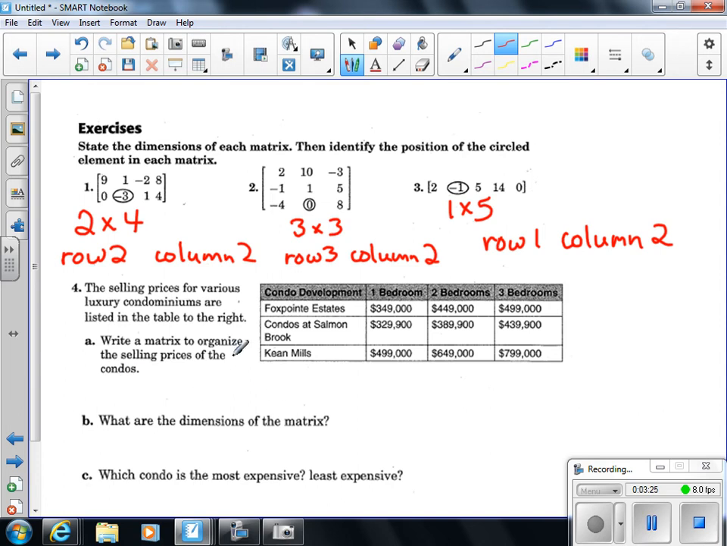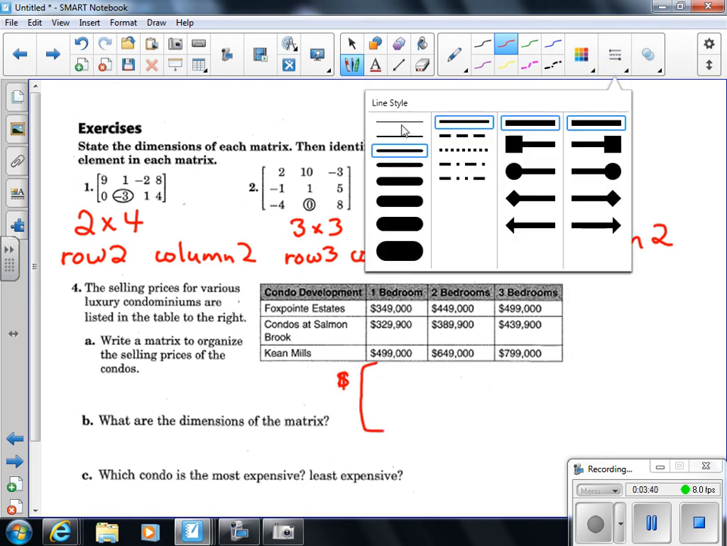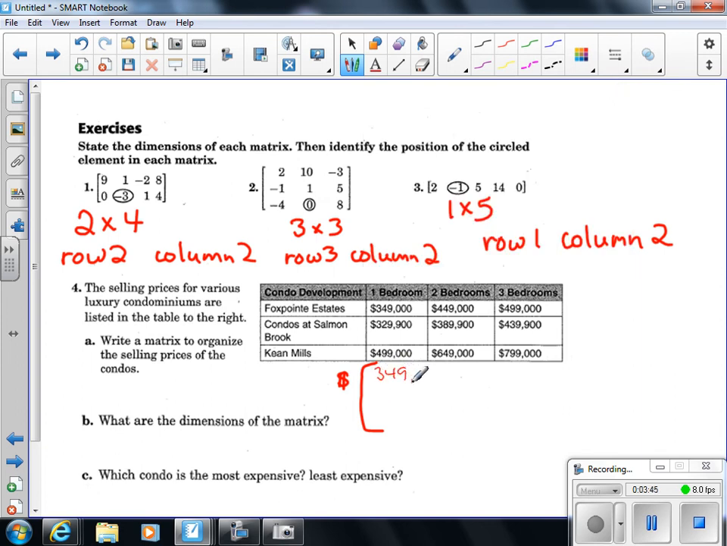Okay, we're going to write a matrix to organize the selling price of the condo. Okay, what do you think we're going to have? What is going to be the dimensions of it? A 3 by 3. Okay, so we might put these are our expenses, and then the dimensions are going to be, let me get a smaller pen here, 349,000, 449,000, and 499,000.